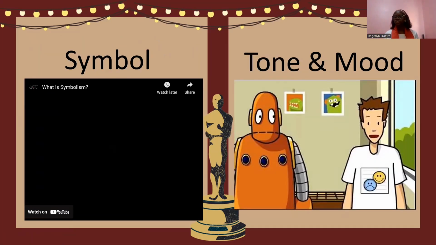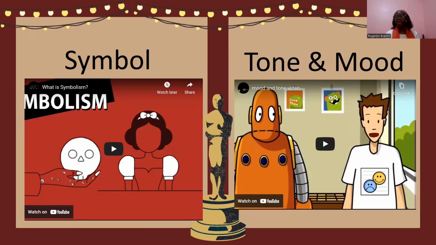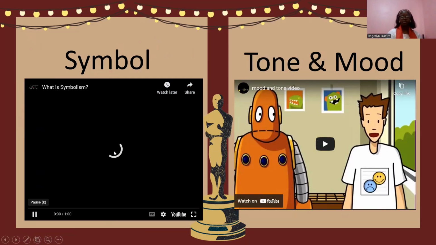Good. So some other dramatic techniques that we will be looking at are symbol, tone, and mood. So let's play the video for symbol.